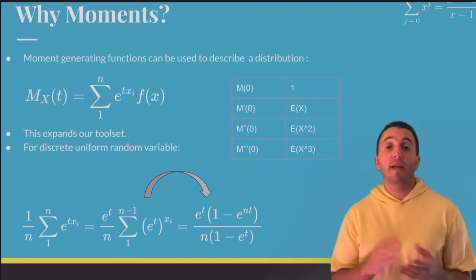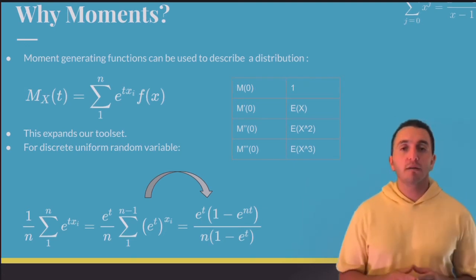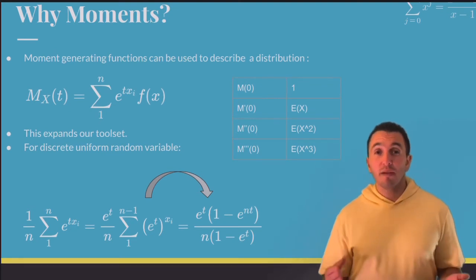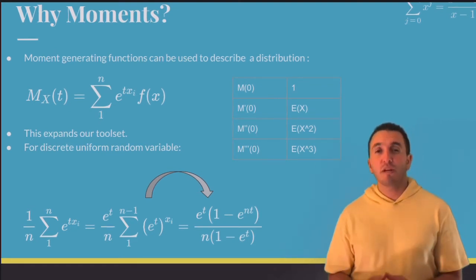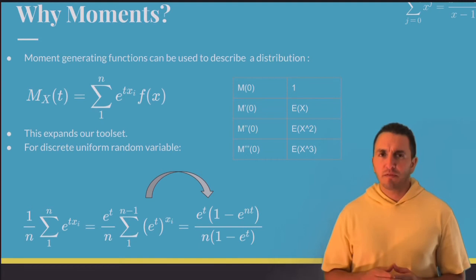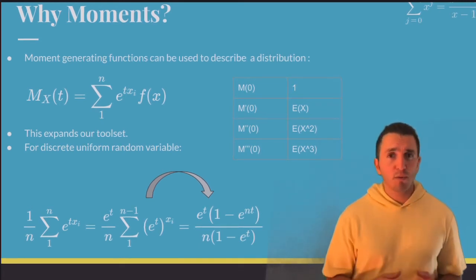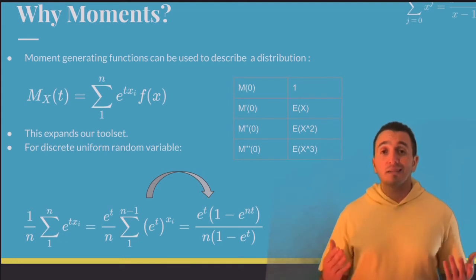So the motivation to quickly calculate the moments of a random variable is what leads to the development of the moment generating function. So the moment generating function, remember, is very similar to the expectation, which is just x times f of x. The moment generating function is just e to the tx times f of x.